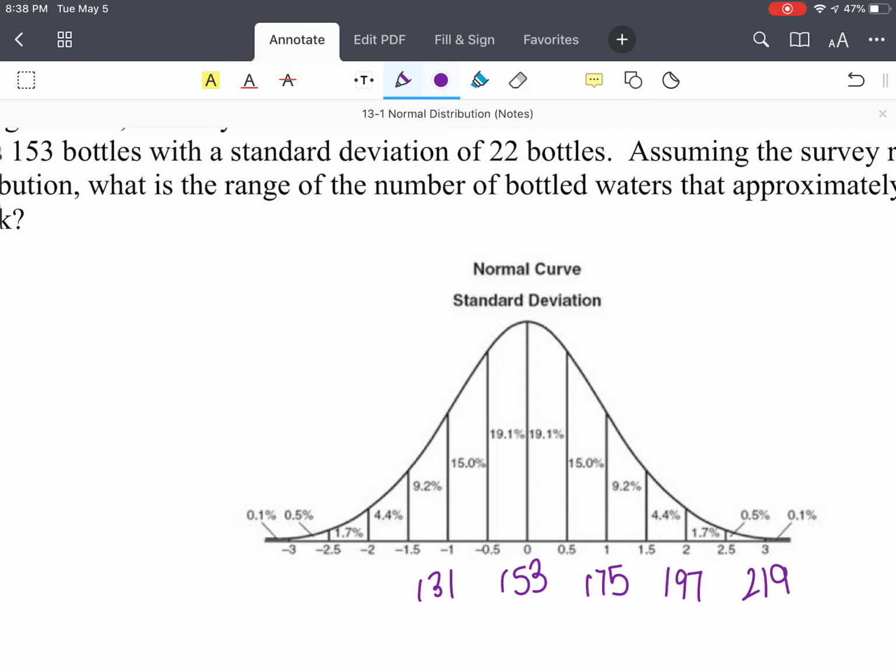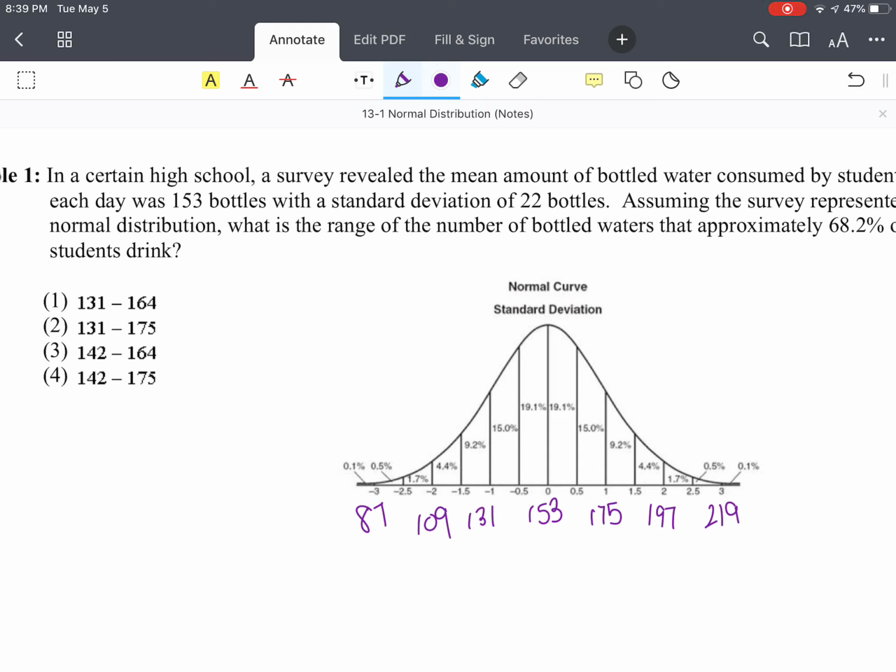And then let's go back the other way. So 1 standard deviation below is 131, so let's minus 22, and that's 109. And then let's minus 22 again, and that's 87. Okay. Now let's see what the question's actually asking. We don't always have to fill all of this in. I thought it would be helpful since this is our first real problem.